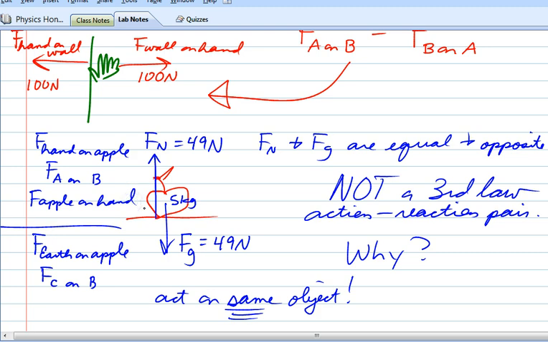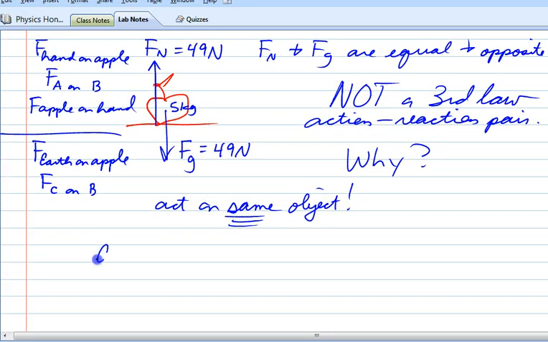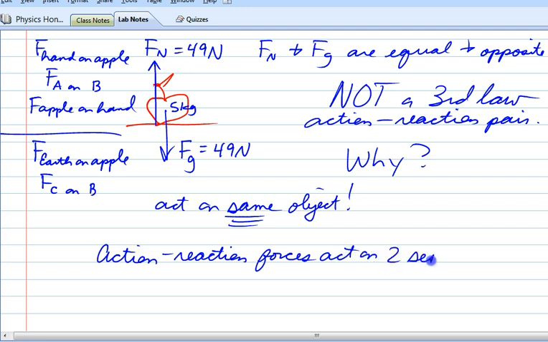It's kind of crazy, but the third law pair to the force of the hand on the apple would be the force of the apple on the hand, and I would have to draw a separate free body diagram for my hand. In other words, action-reaction forces act on two separate objects.